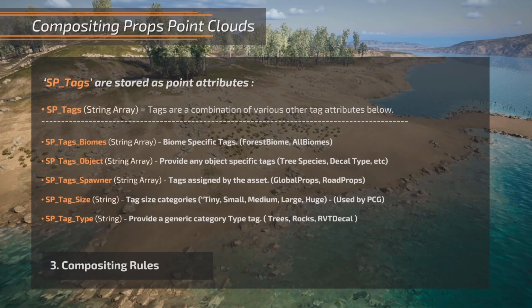And the last one here is the type tag. It's a general category that you can set things like trees, rocks, and more importantly, RVT decal. If you feed it the tag RVT decal, it will automatically detect that object as an RVT decal and shunt it off to the correct output in PCG. So this is what you need to give it as a tag to make the system output objects as an RVT decal and not a regular instance.